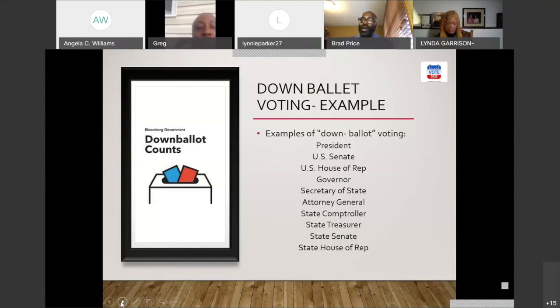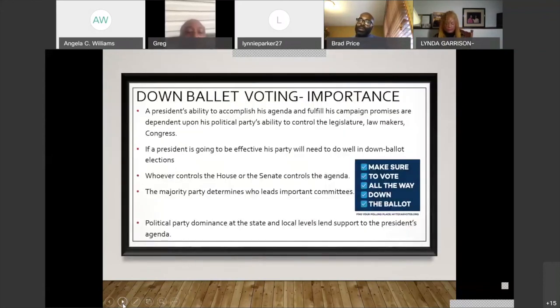We just want to talk a little bit about why down ballot voting is important. A president's ability to accomplish his agenda and fulfill his campaign promises are dependent upon his political party's ability to control the legislature, lawmakers, Congress. So right below the president, on that down ballot, you have the Congress, basically, the House of Representatives and the Senate election. His ability to do what he wants to do as a president is dependent on his political party having control over the Senate or over the Congress.